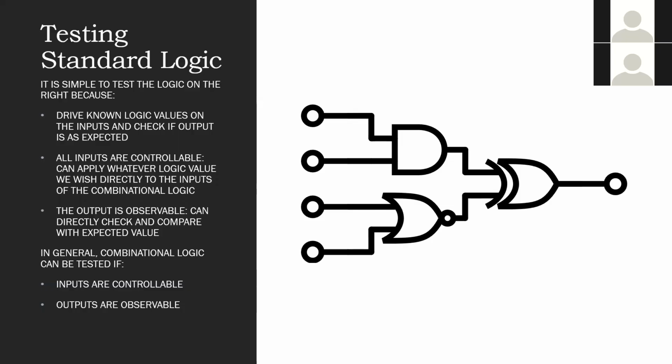Then the output is observable. Whatever the output is on the tester, you put a probe at the output and you can see what the output value is. So the output of this circuit is observable, inputs are controllable, and controllability and observability are critical in being able to test any circuit. You need to be able to control inputs and observe outputs. In general, combinational logic can be tested if inputs are controllable and outputs are observable. If inputs are controllable, you can come up with a set of inputs to test every node in the combinational circuit and determine if it is defective or not.